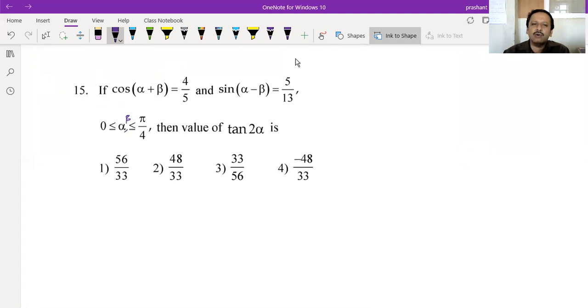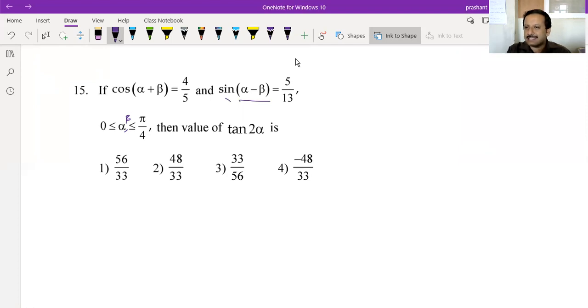See, when alpha and beta both are in between 0 and pi by 4, alpha plus beta cannot be more than 90 degree. Alpha plus beta must be in between 0 and 90 only. So alpha plus beta is in first quadrant. And then alpha minus beta, see, both are in between 0 and pi by 4. Alpha minus beta is either in first quadrant or in fourth quadrant because it may be negative also.